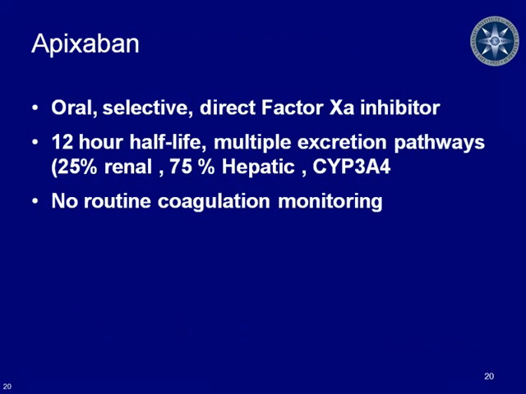Next slide. Apixaban is a factor Xa inhibitor that has been evaluated in 2 large phase 3 trials. It is different from Dabigatran in that it's only 25% renally excreted, and no monitoring is required with Apixaban.